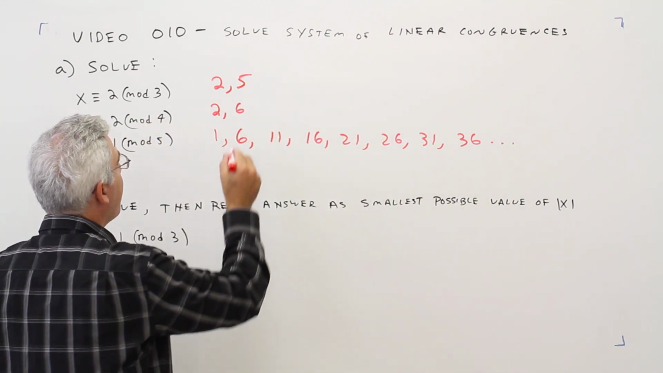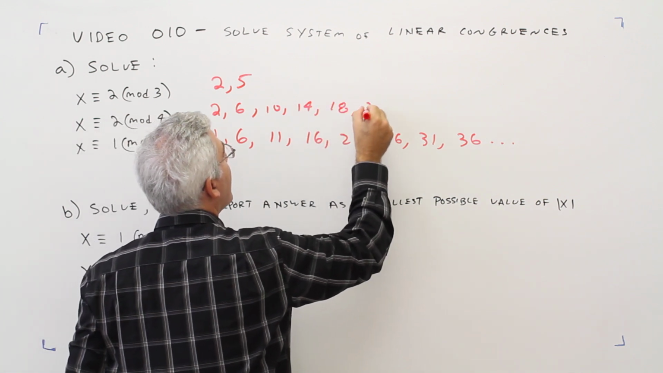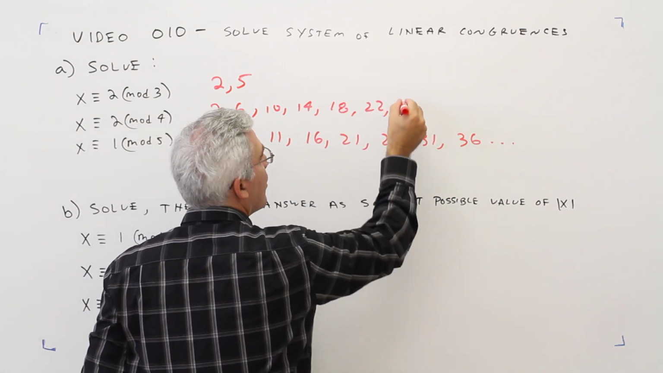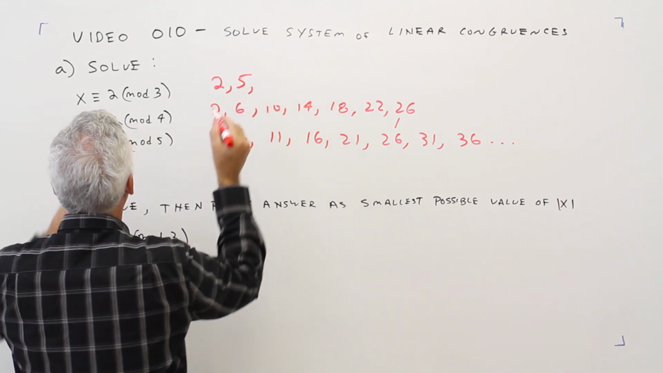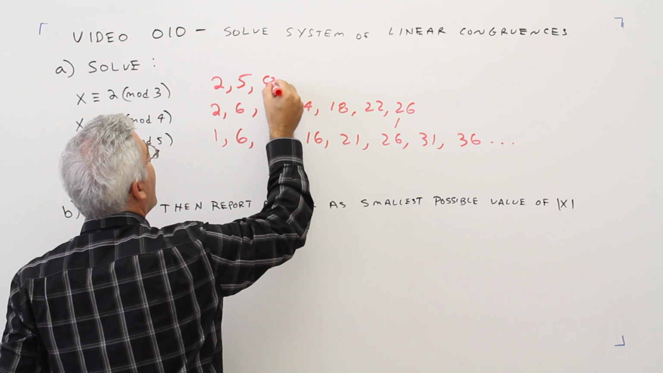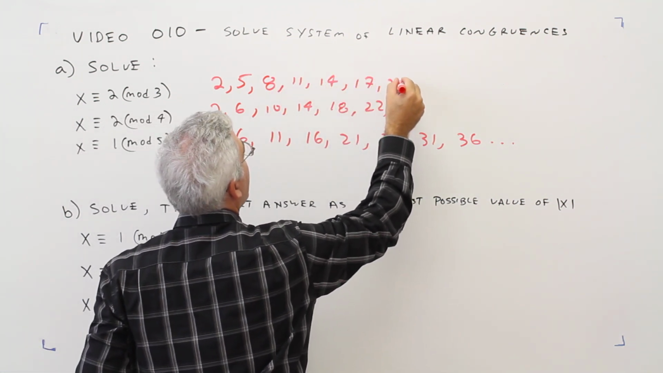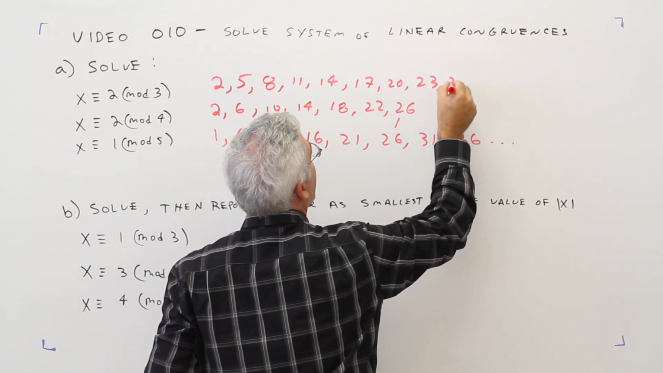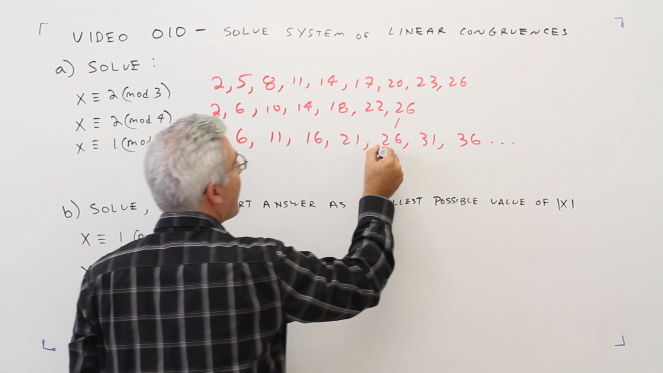So I'm adding 4s, 10, 14, 18, 22, 26. Let's see if we can get a 26 up here. Adding 3s, 8, 11, 14, 17, 20, 23, 26. Very exciting. We have a match.